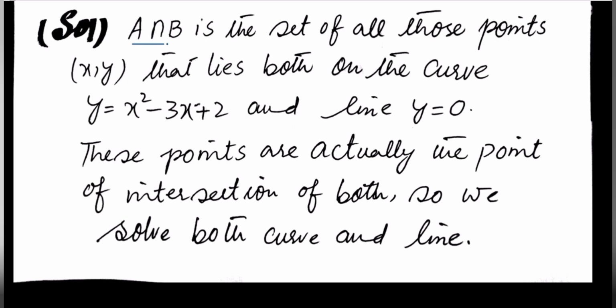A intersection B is the set of all those points x, y that lie both on the curve y is equal to x square minus 3x plus 2 and the line y is equal to 0. As you know, A intersection B always represents the common points of sets A and B. It means we just need to find all those points that lie on both this curve and the line y is equal to 0. These points are the points of intersection of both line and curve. So we solve both curve and line.